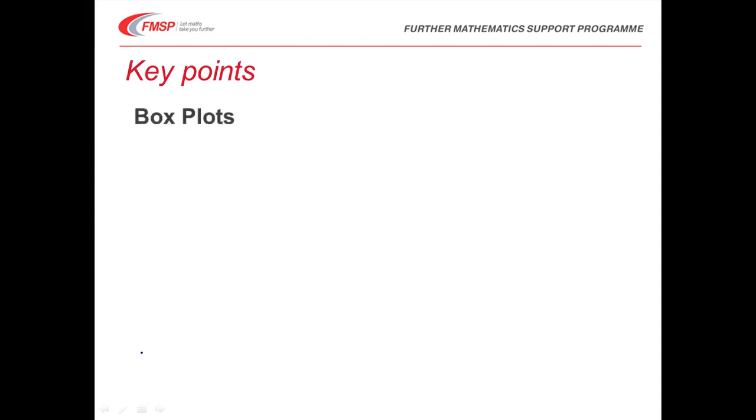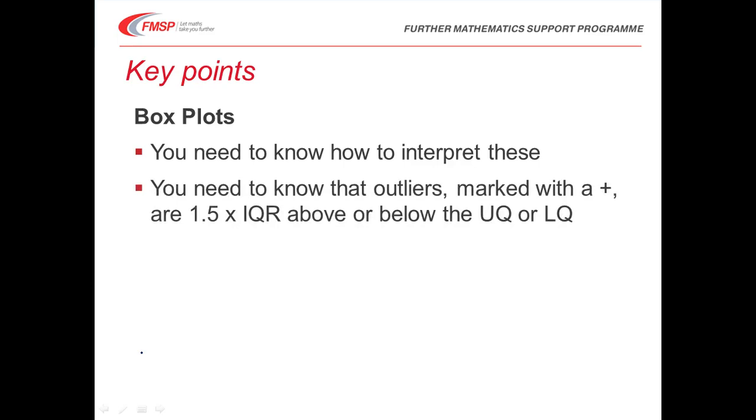So, some key points that you need to remember. Box plots, I don't think you'll be asked to draw one, but you do need to be confident in interpreting them. And you might be asked about outliers. So here's our first definition. When you are working with the median and interquartile range and quartiles, then outliers are 1.5 times the interquartile range, above or below, not the median, but the upper or lower quartiles.